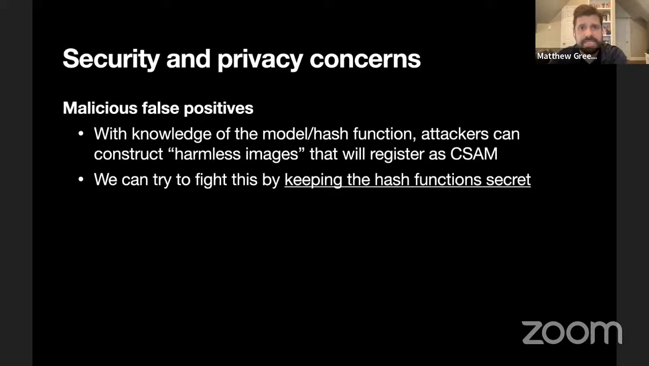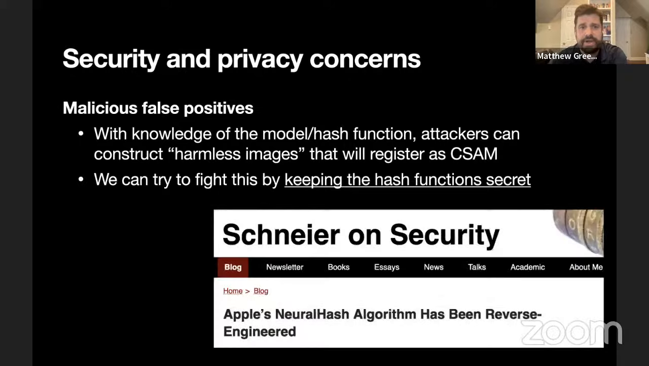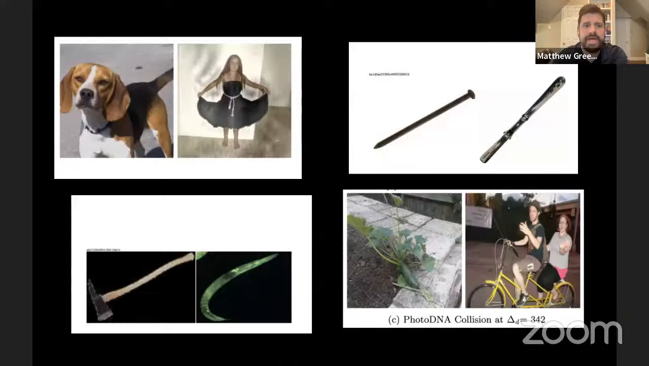So the last obvious question is, how do you prevent malicious false positives? With many of these models and hash functions, it's possible to generate essentially collisions, harmless images that you can send to people as memes and put into people's photo libraries that will register as matching a known hash database. So far, the current solution to this is mostly to try to keep the hash functions and the models secret. Unfortunately, this doesn't work. It took about 2 weeks for Apple's neural hash function to be reverse engineered last summer, and it took about 3 more days for people to develop viable, reasonable looking collisions between different images.